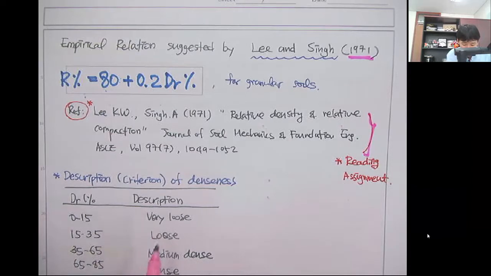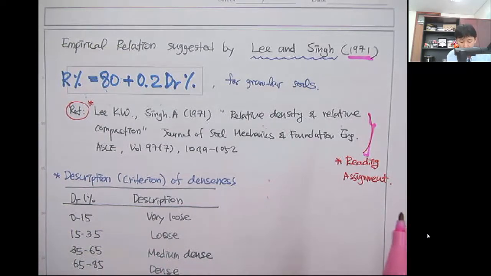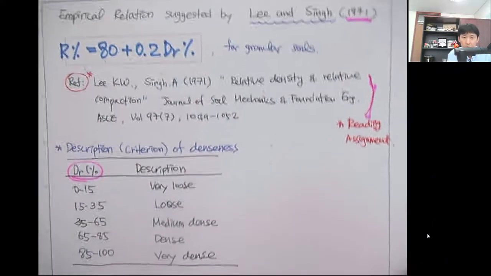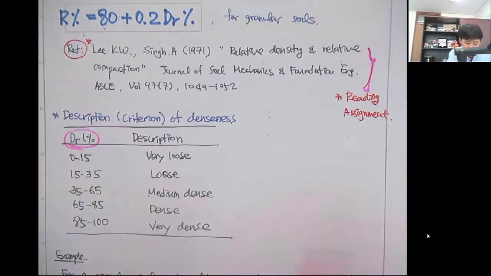And the relative density also gives you the idea about how dense the soil is. So depending on the relative density, it can be categorized into 5 categories in terms of denseness. If the relative density is 0 to 15%, then it can be categorized as a very loose state, and 15 to 35 is a loose state, 35 to 65% medium dense, and above that is a dense state, and 85 to 100%, then it's called a very dense state.